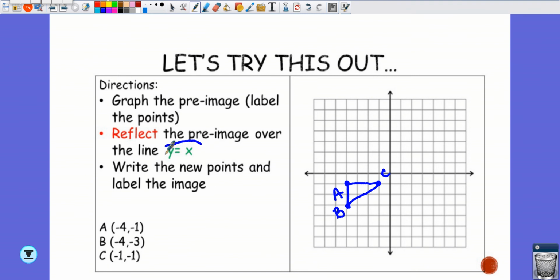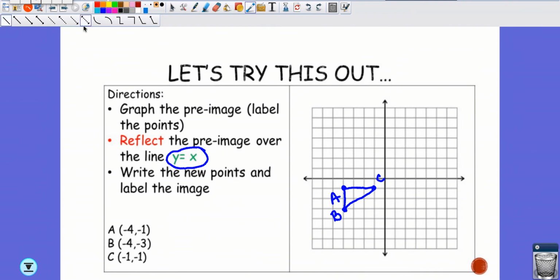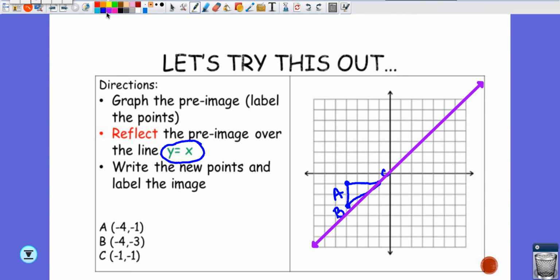Now this is important because you need to know what y equals x means. What y equals x means is that there is a diagonal line that will rise from left to right. So this is the diagonal line that goes through 0, 0, and it rises from left to right. Alright, that is your line of reflection. That is what y equals x looks like. So this is the line y equals x. Now it tells you to reflect, so that means I need to flip this figure over this purple line here.